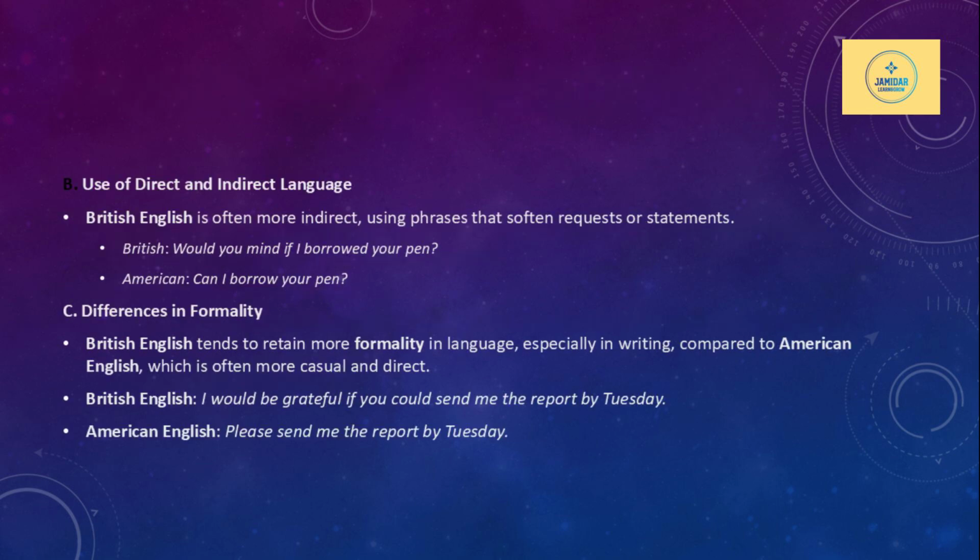British English often uses shall for offers, suggestions, or formal statements, while American English prefers will. For example, I shall return later in British English becomes I will return later in American English.